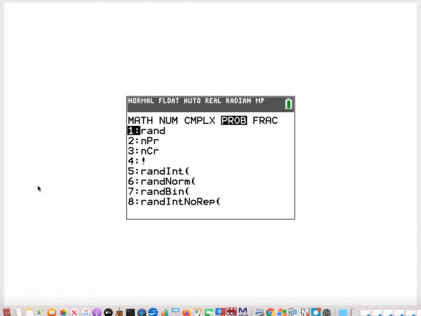Okay, going back again to the probability submenu of the math menu on the TI-84, we see here that the third submenu option, N choose R, is going to give us the number of combinations of R objects from the set of N objects.